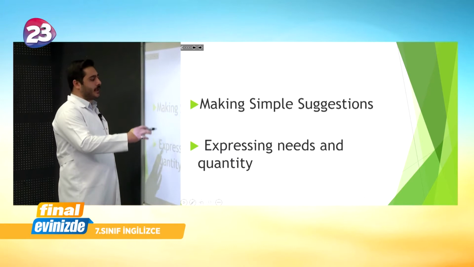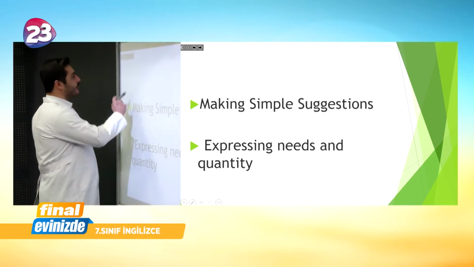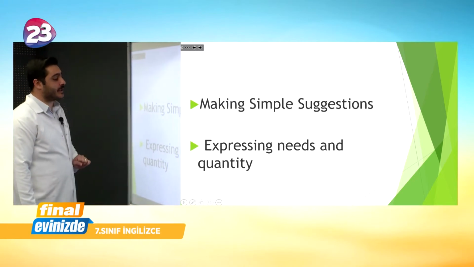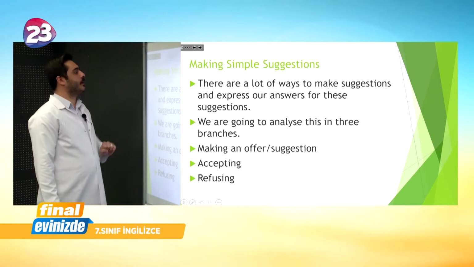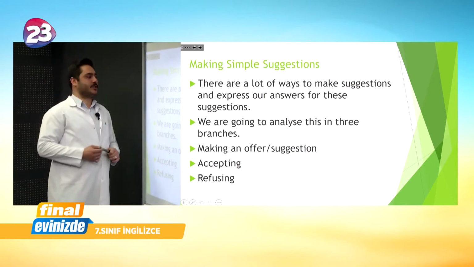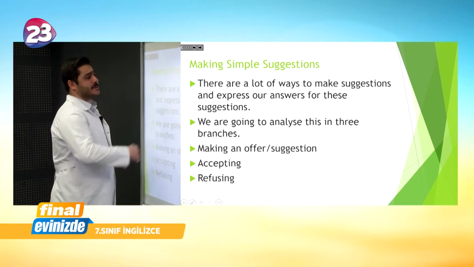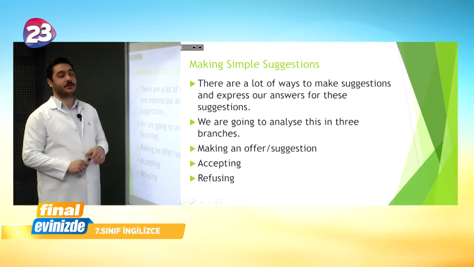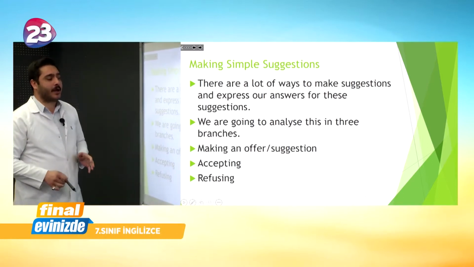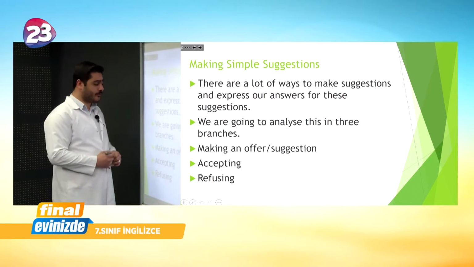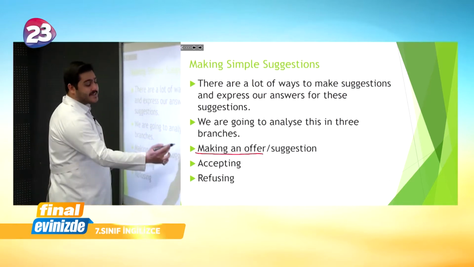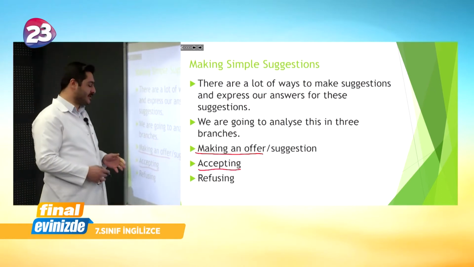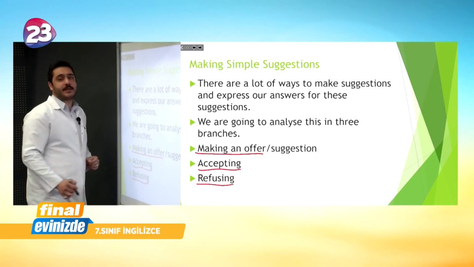We have two topics in this unit. First of all, making simple suggestions, and the second one is expressing needs and quantity. Let's start with making simple suggestions. There are a lot of ways to make suggestions and express our answers for these suggestions. We are going to analyze this in three branches. First of all, making an offer or a suggestion. The second one is accepting an offer or a suggestion. And the last one is refusing an offer.